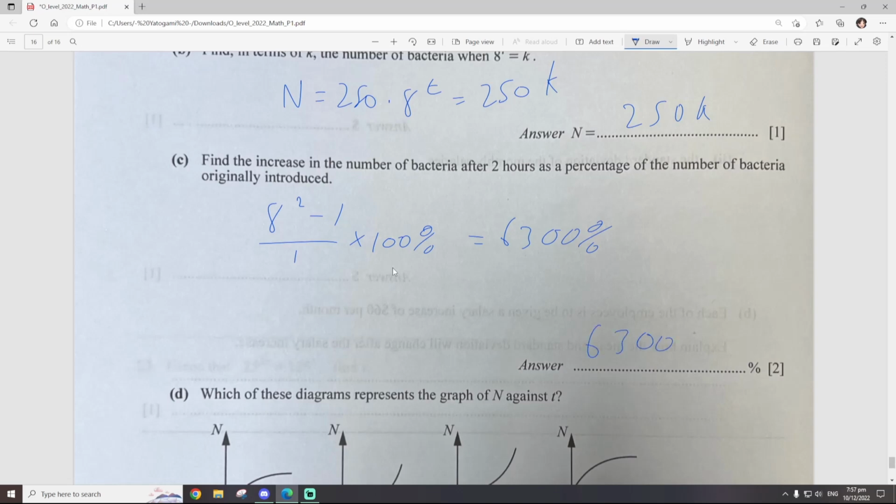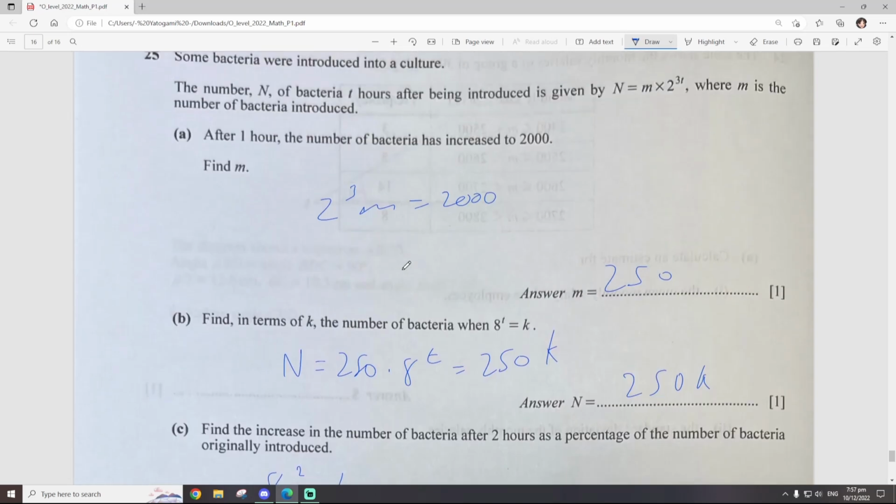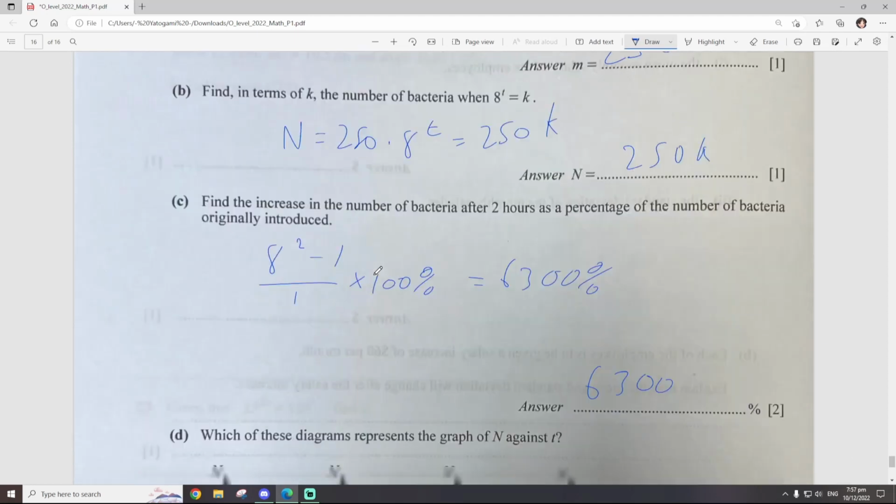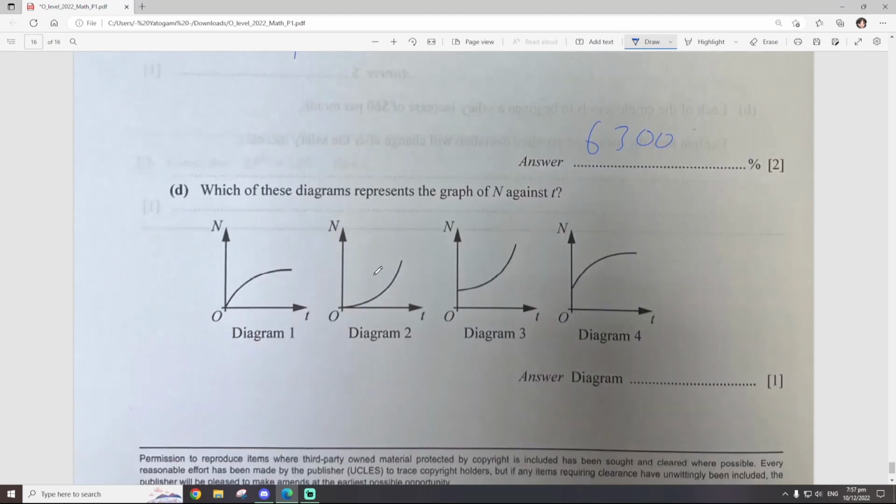And finally, which of the diagrams represents the graph of N against T? It's an exponential graph, and it's a positive power. So you should know which graph it is. I think it is in the E-math syllabus. It doesn't start from 0, and it is not a plateauing kind of distribution. It is going up without a bound, so therefore the only one can be diagram 3. Yeah, that is the E-math paper 1.